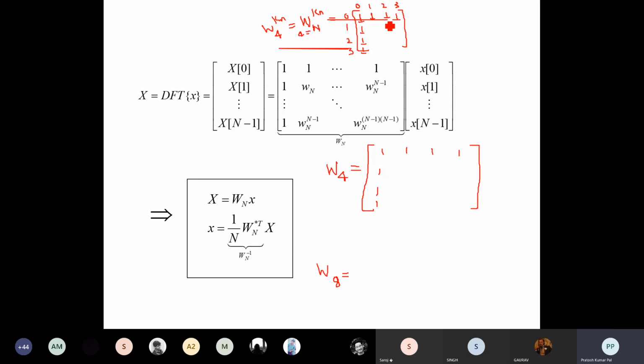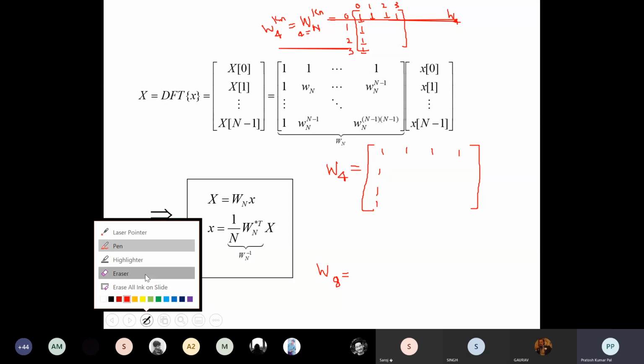So these components will always be 1. Okay, so at this point k is 1 and n is 1, so it will be W to the power 4, sorry, W4 is there, so this W4.